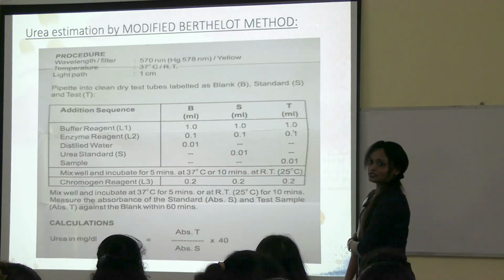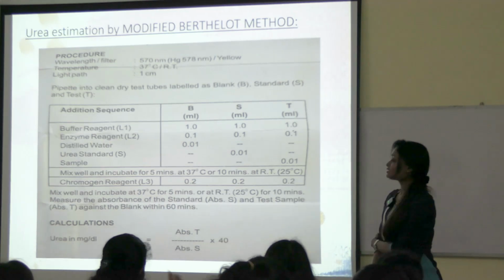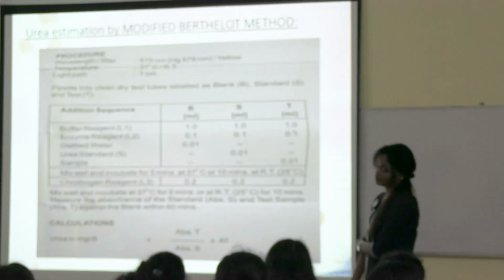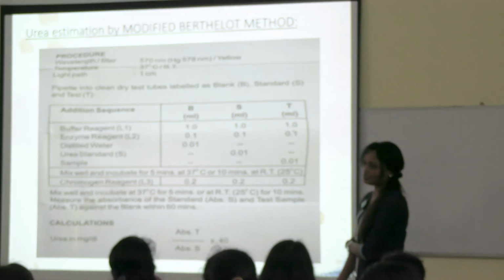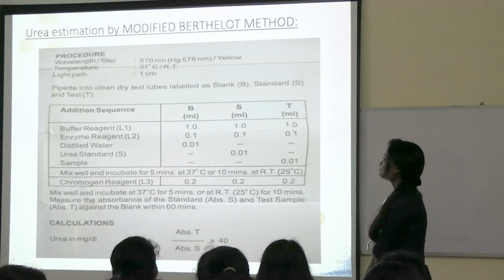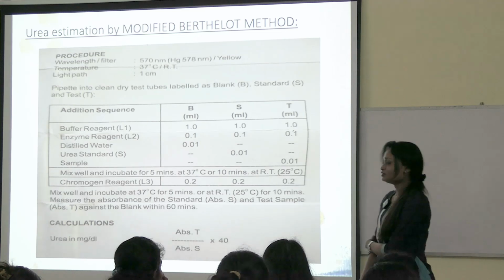So what is the procedure? What is the required wavelength? Ideally 570, but we are doing it under 540 nanometer. Pipetting everyone knows, micro pipetting, how to do?